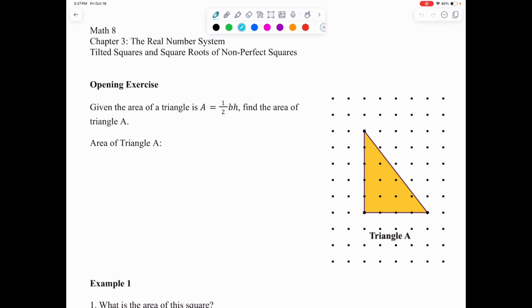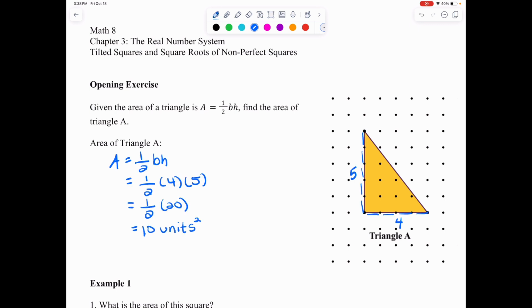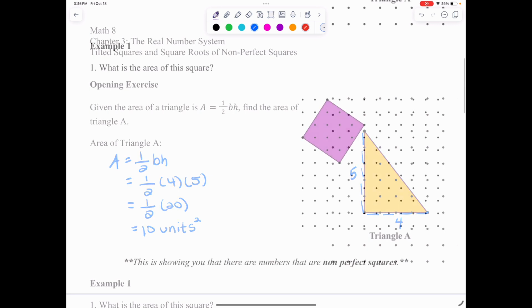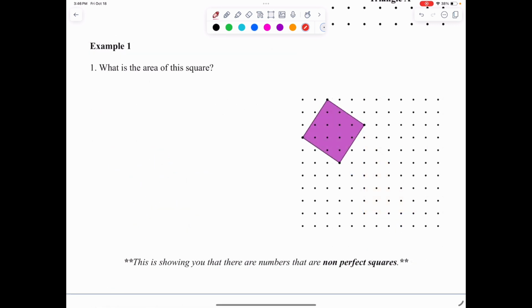All right, now that you had an opportunity to try that on your own, if we look at the formula A equals 1/2 base times height, we have a base of 4, as you can see drawn on the picture, and a height of 5. So 4 goes in for B and 5 goes in for H. When you do the math, you have half of 4 times 5, which is half of 20, which is 10 units squared.